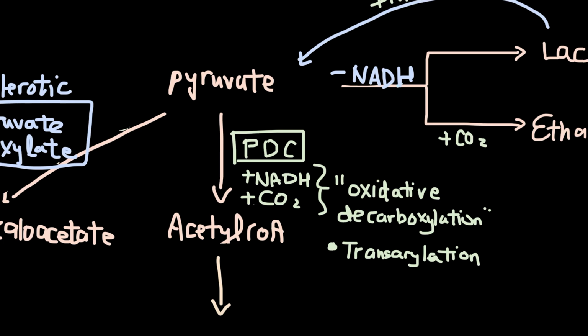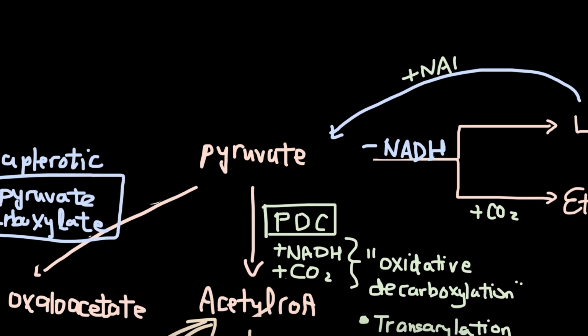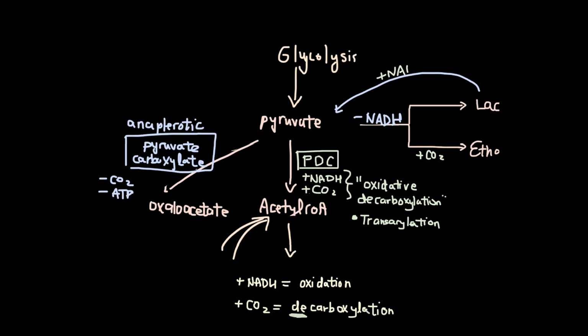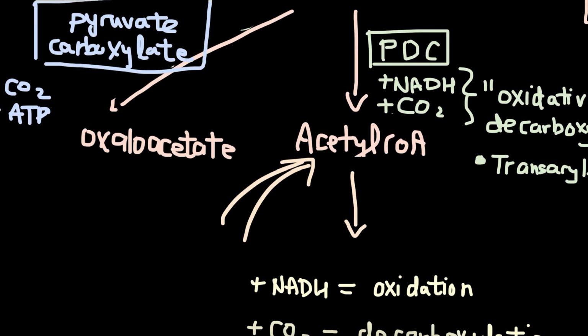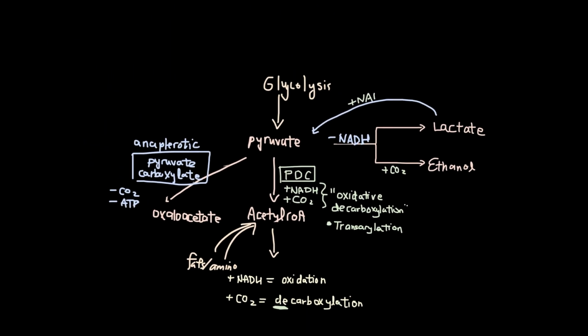So those are reactions that make acetyl-CoA, whereas for glucose, acetyl-CoA is made from pyruvate via glycolysis. Okay. So just so you know, fatty acids and amino acids do not do glycolysis. They have other pathways to make acetyl-CoA, whereas for glucose, we use glycolysis to make acetyl-CoA.